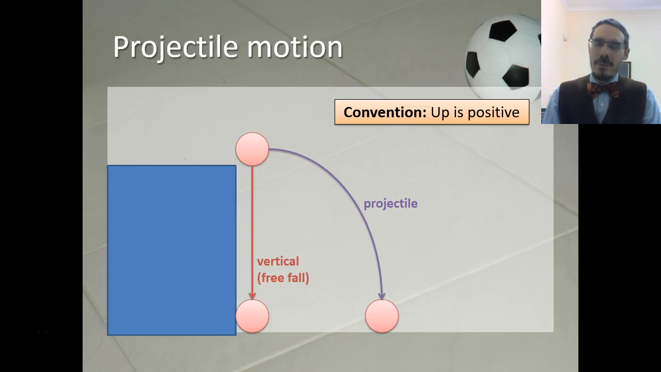When we started vertical motion, I showed you this, and I said there's vertical motion where you just let it go, and then there's projectile motion where you give it some horizontal component to its motion. You throw it basically rather than just letting it drop. This next section is all about projectile motion. And again, I'm going to stick to the convention of having up be positive. It doesn't matter as long as we're consistent.